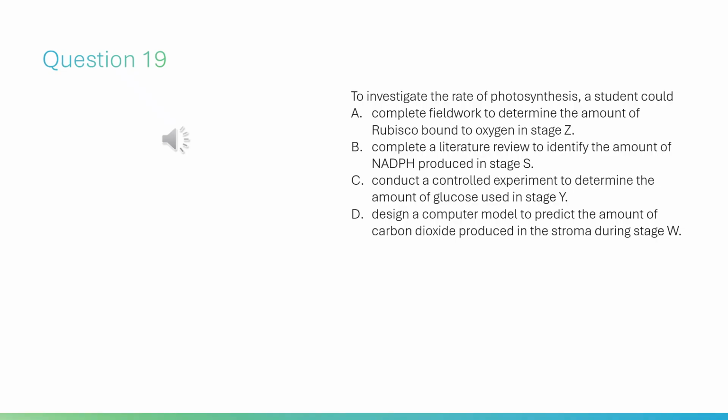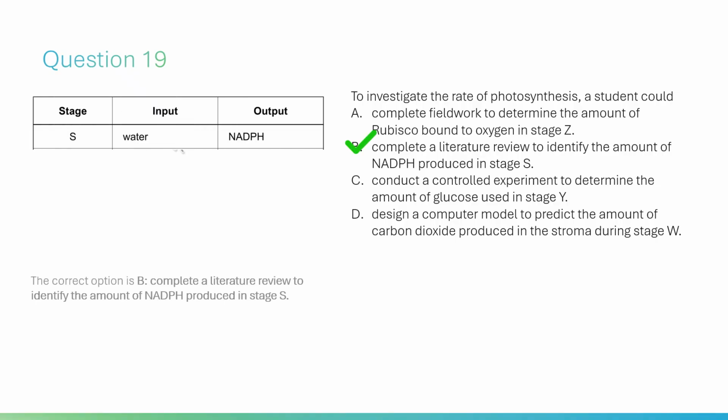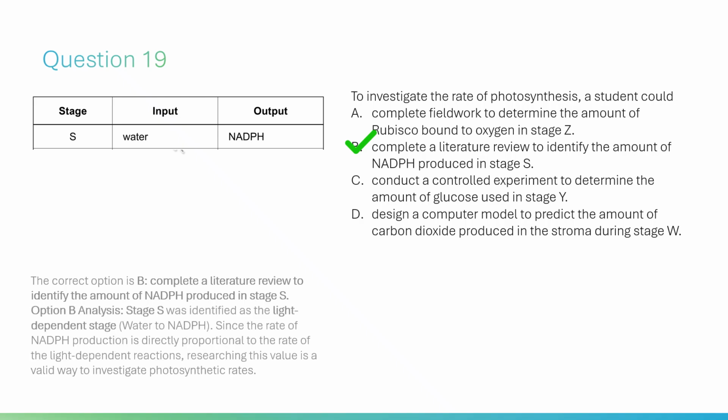The correct option is B. Complete a literature review to identify the amount of NADPH produced in stage S. Option B, analysis. Stage S was identified as the light-dependent stage, water to NADPH. Since the rate of NADPH production is directly proportional to the rate of the light-dependent reactions, researching this value is a valid way to investigate photosynthetic rates.